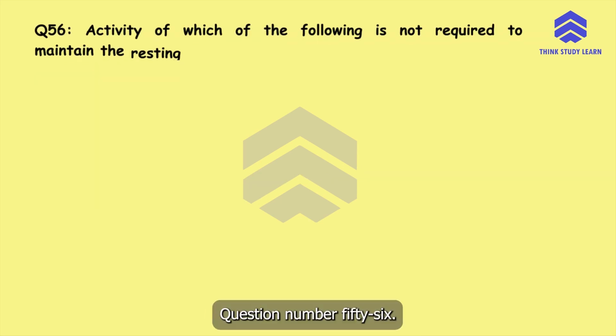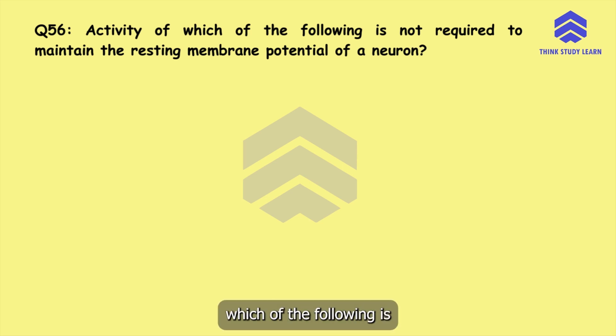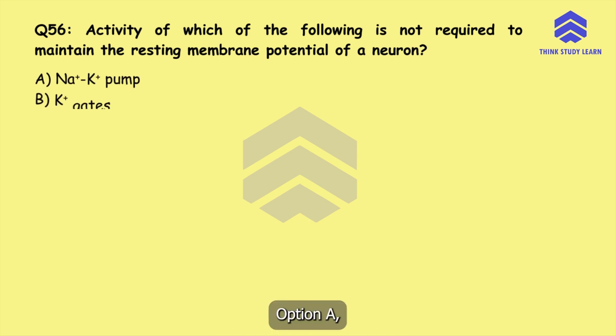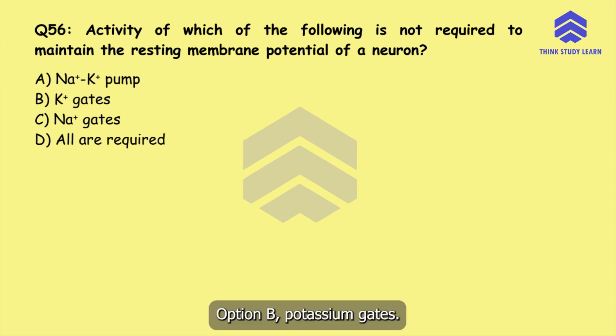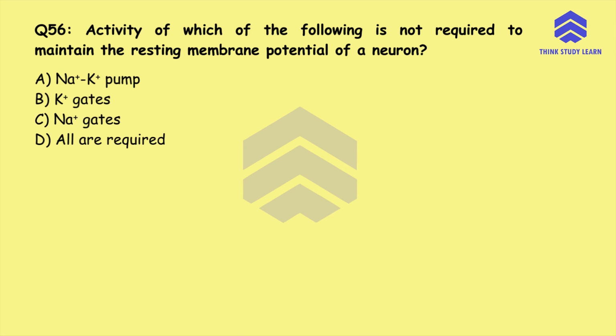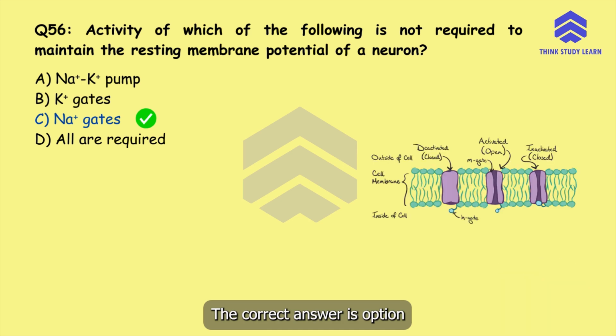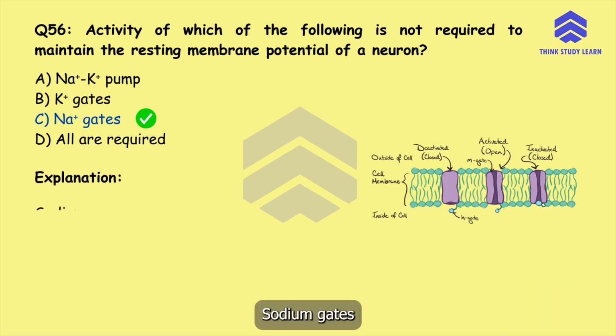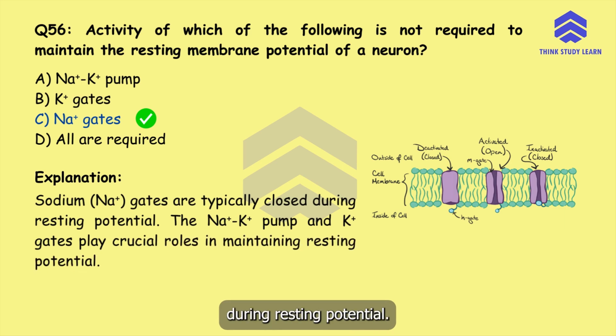Question number 56. Activity of which of the following is not required to maintain the resting membrane potential of a neuron? Option A, sodium-potassium pump. Option B, potassium gates. Option C, sodium gates. Or option D, all are required. The correct answer is option C, sodium gates. Sodium gates are typically closed during resting potential. The sodium-potassium pump and potassium gates play crucial roles in maintaining resting potential.